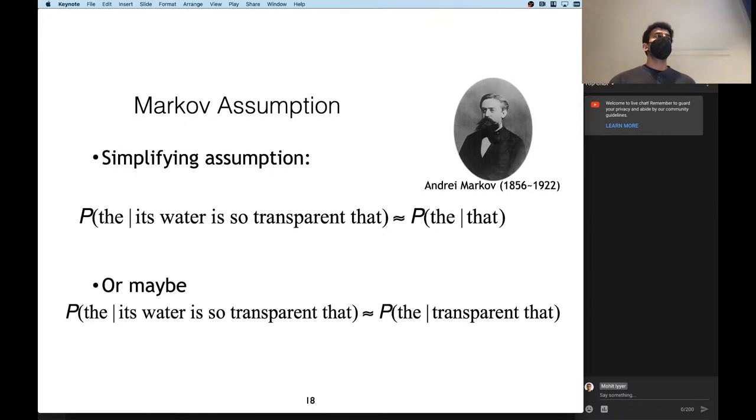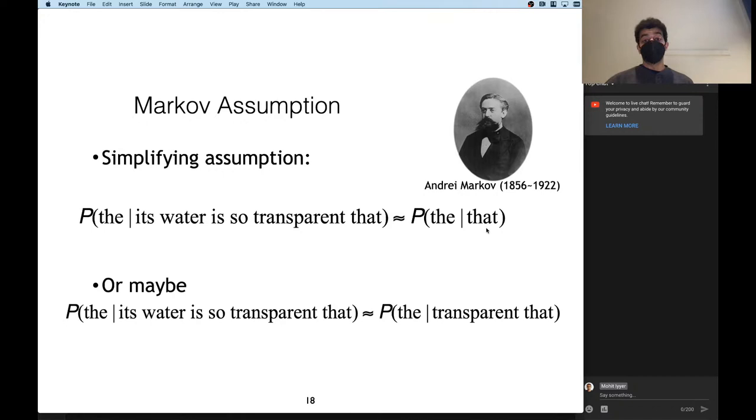Why might this be bad? Even for this specific context, why would it be bad to approximate the probability of "the" given "its water is so transparent that" with the probability of "the" given "that"? Yeah, if we do this, we have no idea that there's water in this prefix. We have no idea that it's transparent. So what can we really say? We might be able to make some sort of judgment based on syntax or co-occurrence statistics, how often "the" follows the word "that." But we can't say anything about the meaning of this prefix, because "the" is not a very meaningful word, and "that" is not a very meaningful word.